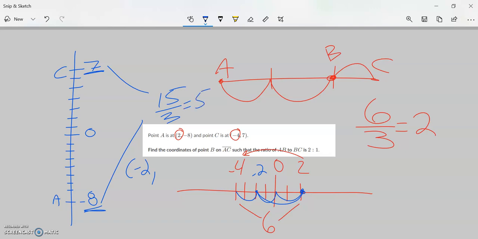So we're going to go up 5 times 2, which is 10, because there's 2 chunks from A to B. So we're going to go up 10 units from -8. So we go 1, 2, 3, 4, 5, 6, 7, 8, 9, and 10, which is at positive, not -2, positive 2. So our point for B will be -2, 2.